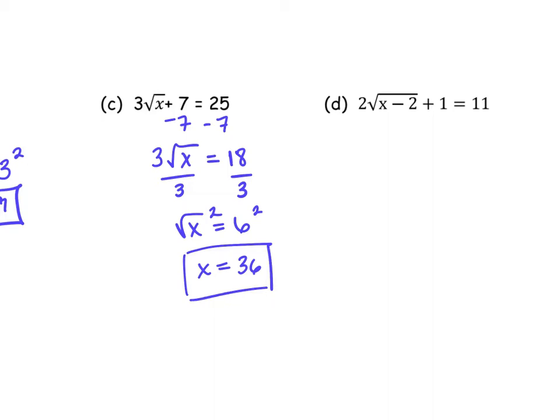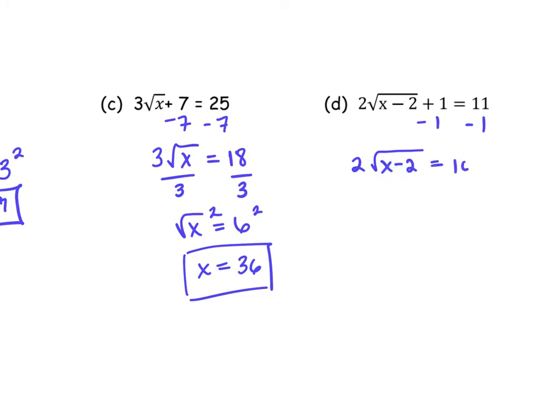Part D, once again, I need to take away that 1. So I've got 2 times the square root of x plus 2. Make sure anytime you have more than just x under that square root, you're really clear about where this line ends. Some people tend to expand it, some people tend to make it too short, and it's not totally clear that that entire x plus 2 is underneath that square root sign.